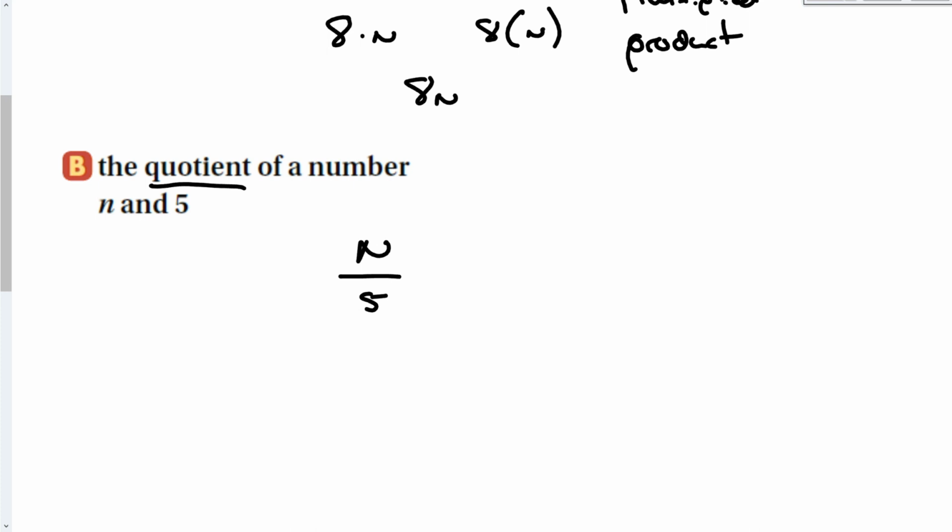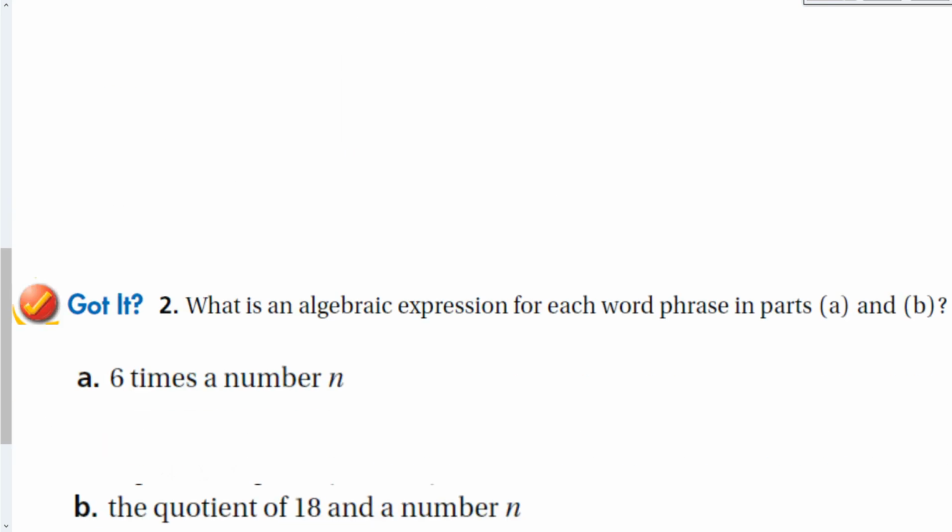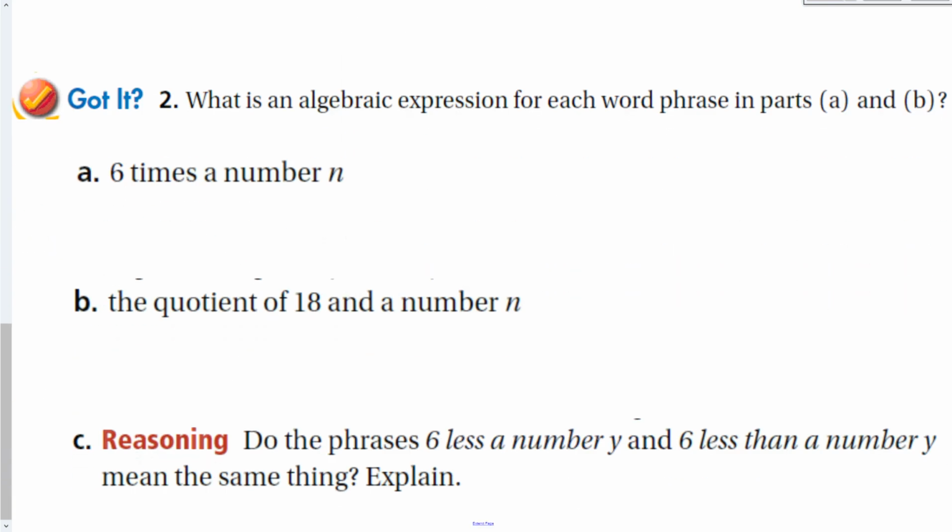With the n on the top and the 5 on the bottom, which means n divided by 5, or n over 5. We can say it like that, however you want to say it. The one that everybody kind of forgets, though, is quotient, which is in the problem. Let's look at our Got It problem. A couple different ones down here. So what is the algebraic expression for each word phrase in parts A and B?